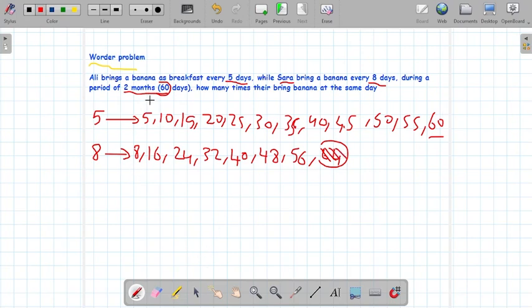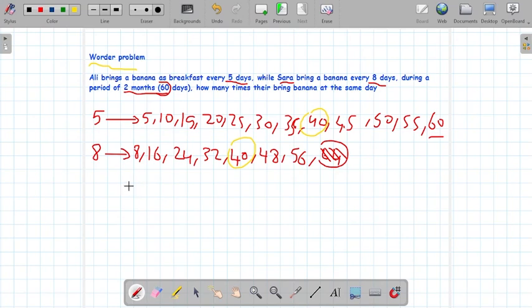So what is the meaning of this? It means that we need to find out right now where they are bringing the banana on the same day. So 5 doesn't exist in both of them, 10 doesn't exist, 15 doesn't exist, 20 doesn't exist, 25 doesn't exist, 30 doesn't exist, 35 doesn't exist. But as you can see, at day 40, both of them bring the banana as a breakfast on the same day.